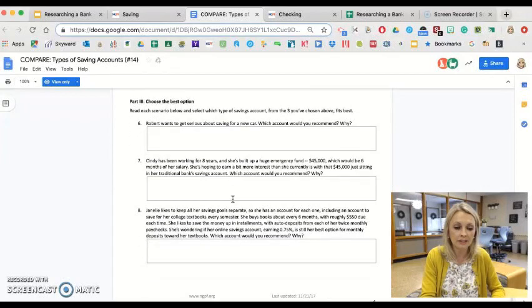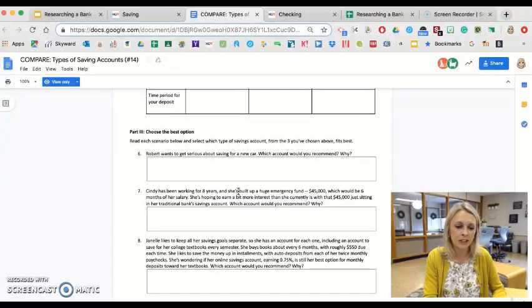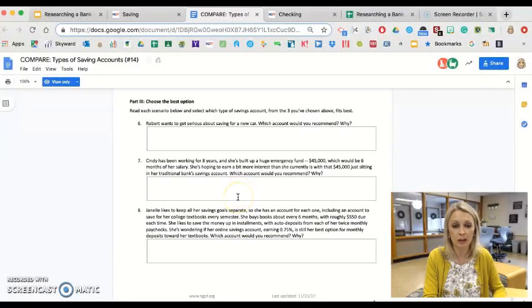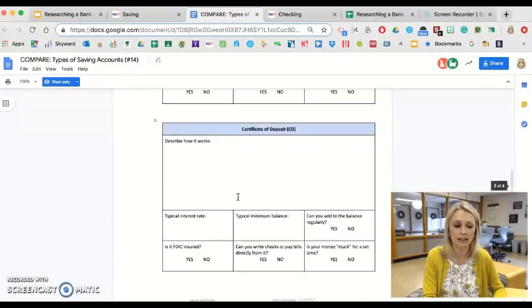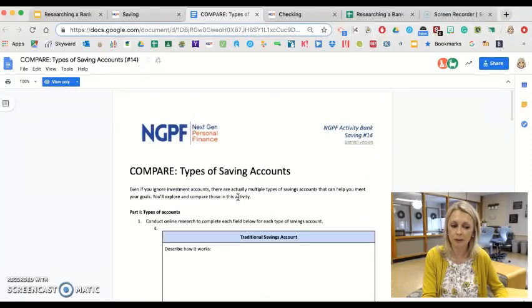The last part of the activity is just some scenarios looking at building up an emergency fund versus more long-term growth versus some short-term and long-term savings and what type of accounts they would recommend. So these reflection questions can be done really any way that you want to use the activity. This is a pretty straightforward activity, but it's a good one because it allows them to dig into real banks, particularly if you assign some that are in your area, and compare and contrast the fee structures, the interest rates, and all the characteristics that those accounts have.